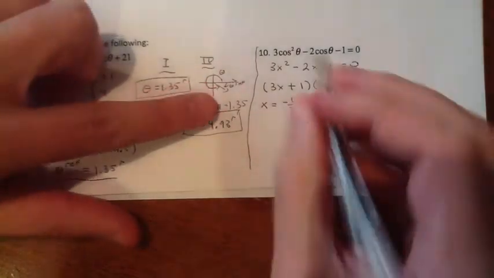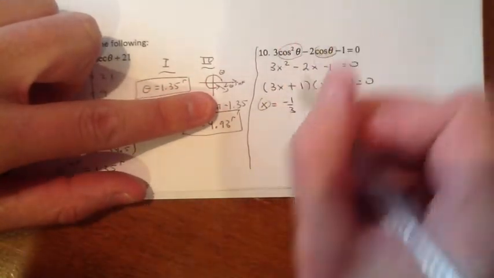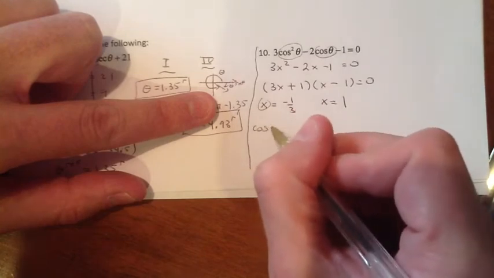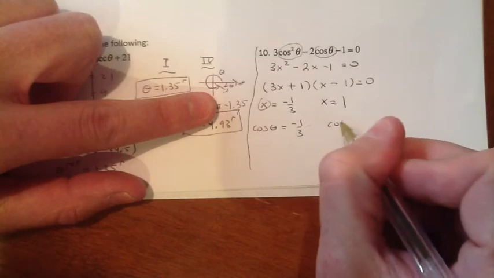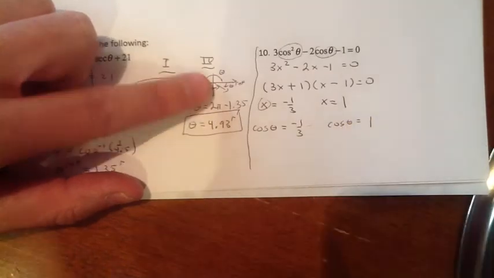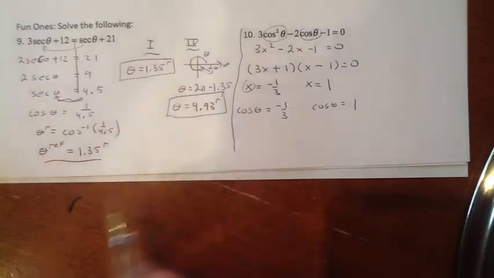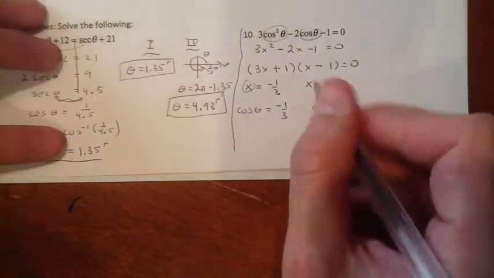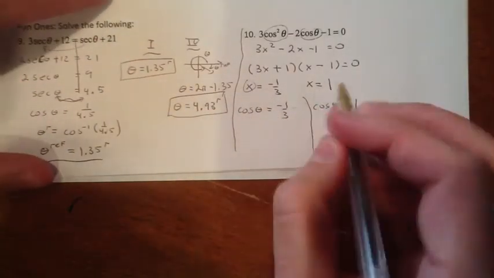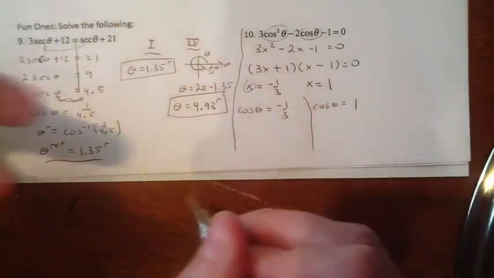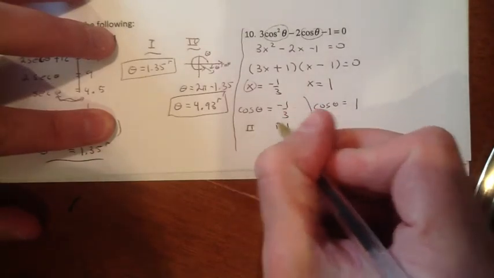The only difference is we're not using x. Remember, we replaced cosine with x. So this becomes the cosine of theta equals negative 1/3. And this becomes the cosine of theta equals 1. And what makes this really fun, you could have up to 4 answers. Because just for this one alone, we're going to get different answers, okay? Because cosine is negative in 2 quadrants. Cosine is negative in the second and third quadrant.